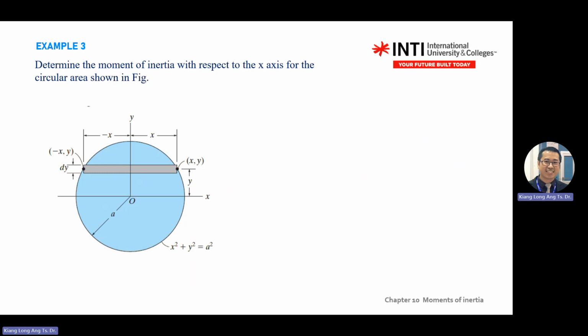If you look at this diagram, it's a sphere. There are two intersection points of this small section of area. So you have negative x, y, and x, y. And this is dy. So this is a centroid. To the left is minus x, to the right is positive x. This is y to the center of the particular element. You're given the equation for that particular shape, in this case a sphere: x squared plus y squared equal to a constant value.